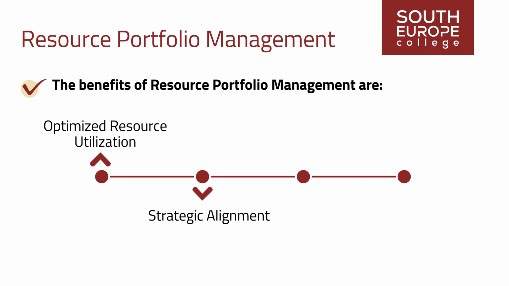Strategic alignment. Resource portfolio management aligns resource allocation decisions with the organization's strategic objectives and priorities. By prioritizing resources based on strategic goals, organizations can ensure that resources are allocated to projects that contribute most to achieving those goals. Risk mitigation.